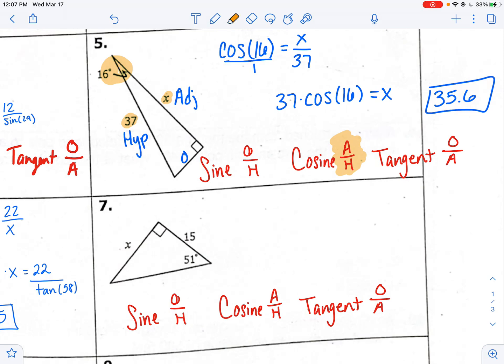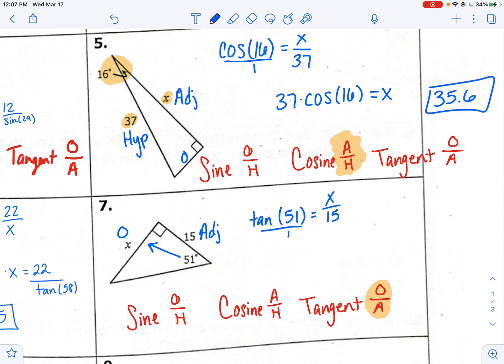Number 7, same idea. Everything's with respect to that given angle. So let's see what we have. I have my opposite. I do not have a hypotenuse, but I do have the adjacent side. So if I have the opposite and the adjacent, then opposite and adjacent would get me tangent. So the tangent of 51 would be opposite is x over adjacent is 15.